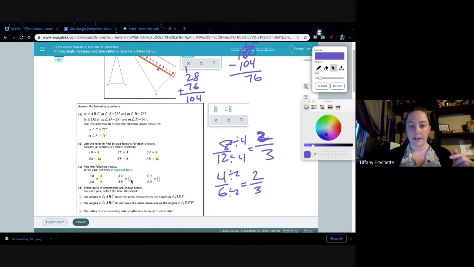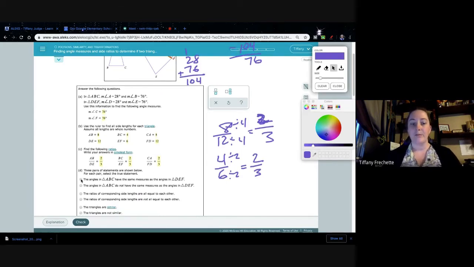So I'm going to write 2 over 3. All right, my last one, again, I have 8 over 12. We already did that for the first one, so we know it's 2 over 3. So my angles did match. I'm going to choose the first one, they did match.